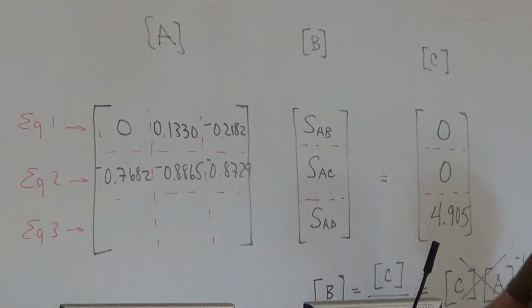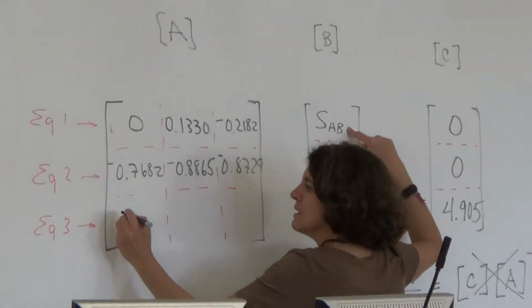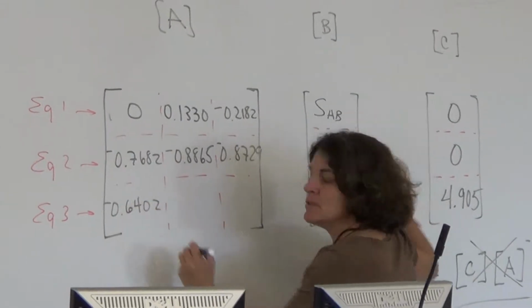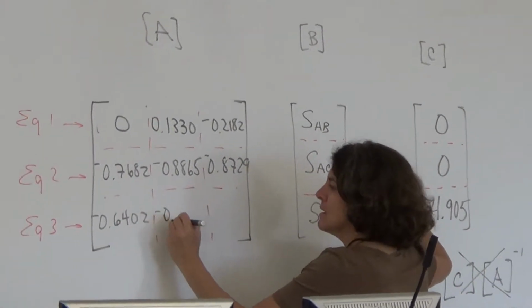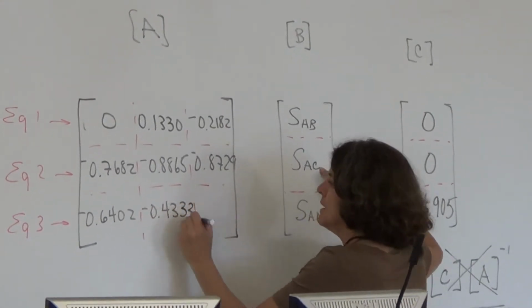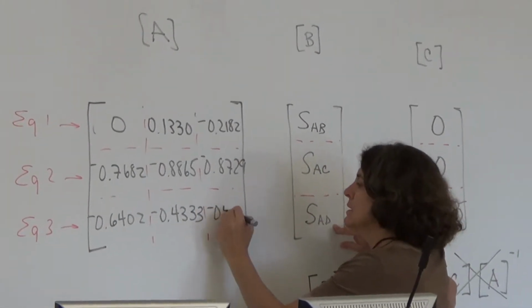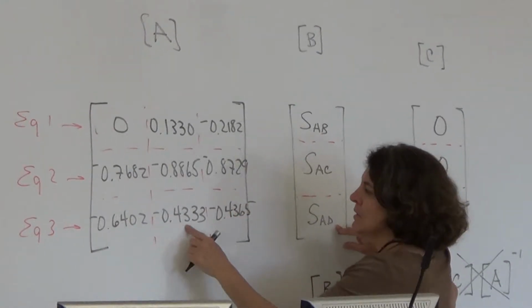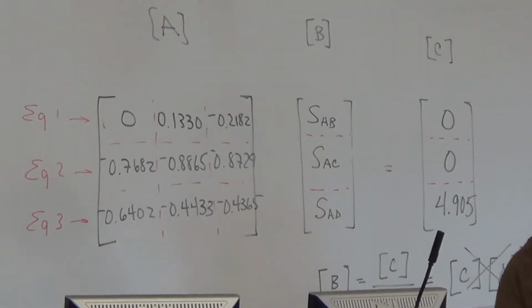Okay. And then Chris, for equation 3, what's the coefficient of AB? Negative 0.6402. 6402, negative you said? Yes. Okay, next one, AC? Negative 0.4433. Okay, and then the coefficient of AD? Negative 0.4365. I'm sorry, for the second one? Yeah. Negative 0.4433. Okay. All right, and then you have the solutions already.